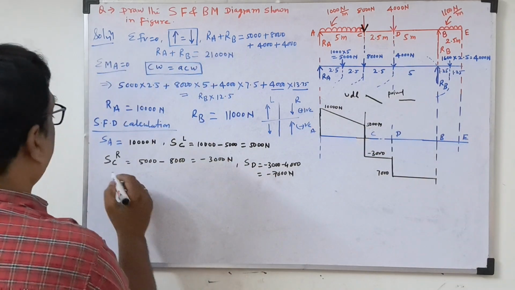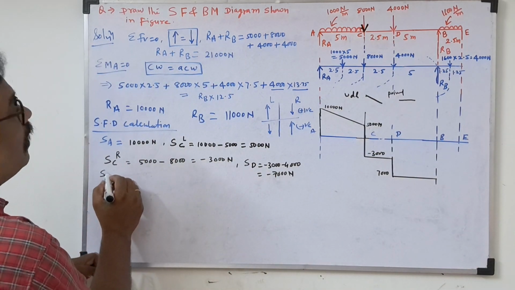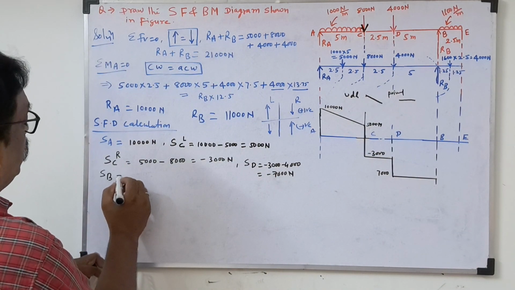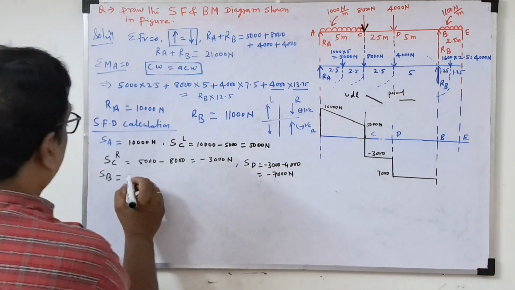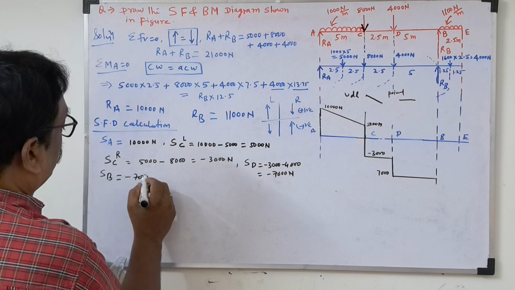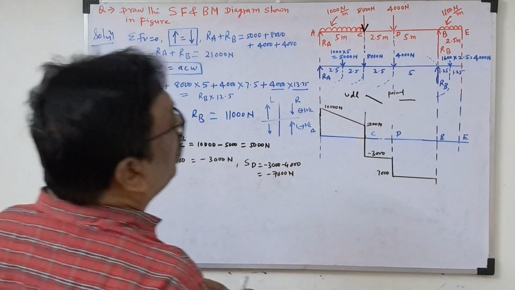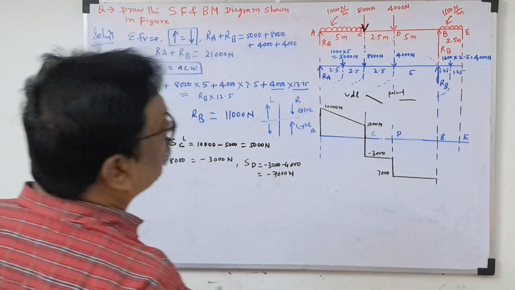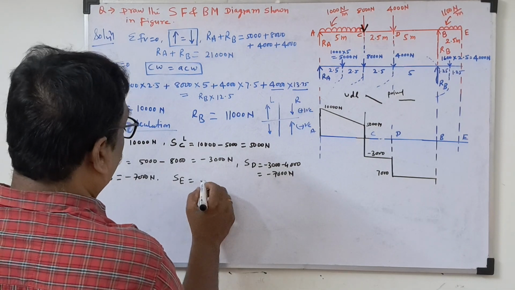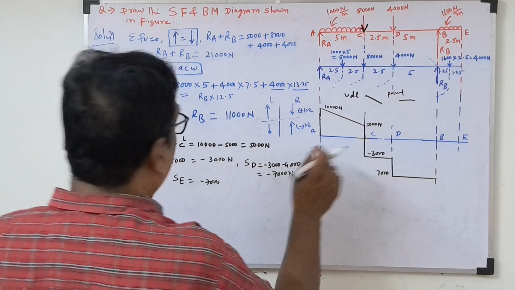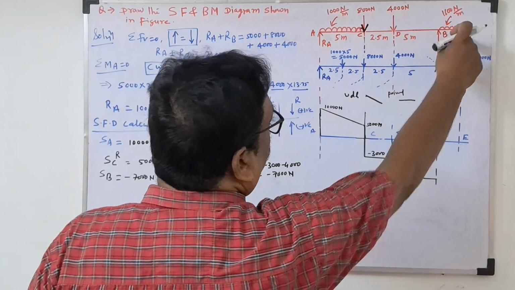Now we'll calculate the shear force at B. Shear force at B will be minus 7000 Newton. Now the shear force at E. So minus 7000 up to this. Then at E, how much?